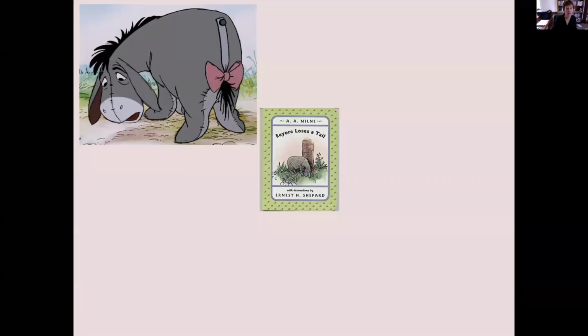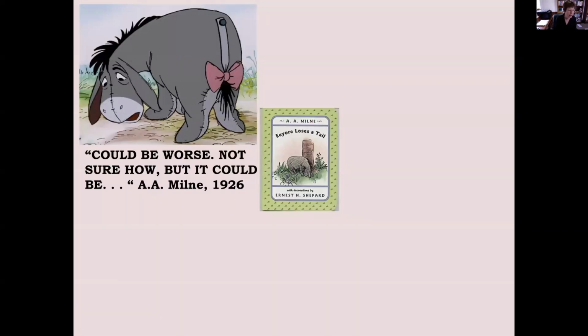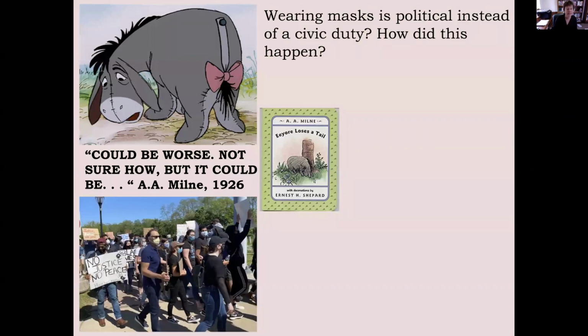So, to quote Eeyore, it could be worse. And it did get worse. The situation in classrooms, university, and cultural politics that we all share, this is serious business. And one of the things that's happened, just for example, is wearing masks is political instead of what you're supposed to do as a good citizen in your community. So, how did this actually happen?